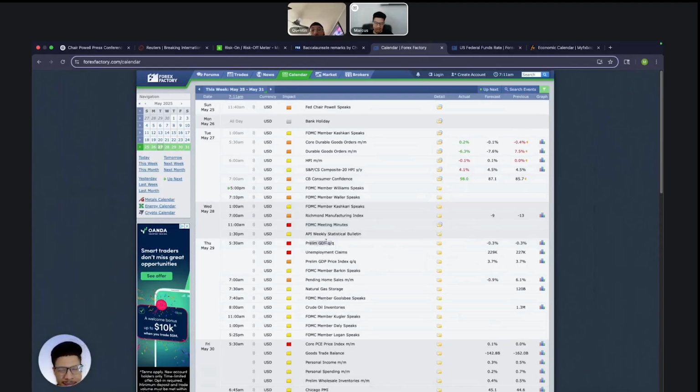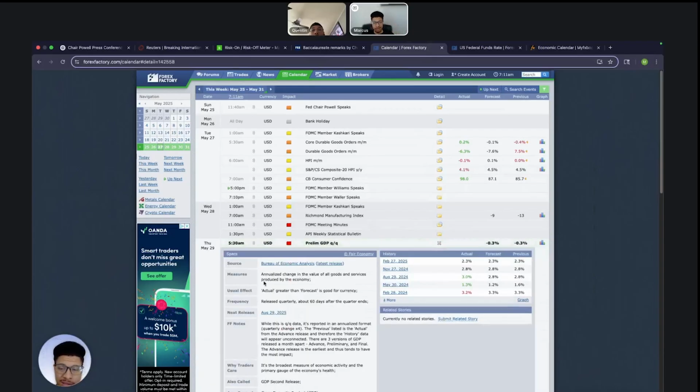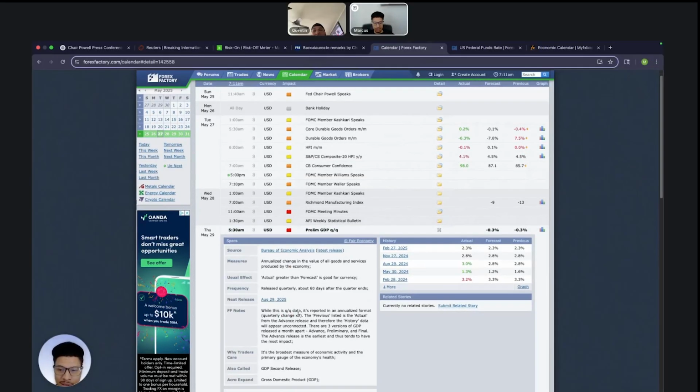This is preliminary GDP, so I think when it's quarter to quarter, it's all preliminary, and then we get our year over year, and that's not preliminary GDP. That's just my guess, but let's click and see what it says. It says while this quarter to quarter data is reported in an annualized format, quarterly change over the last 4 quarters, the previous listed in the actual from the advanced release, and therefore the history data will appear unconnected. There are three versions. Okay, this is the portion we care about the most. There are three versions of GDP released a month apart.